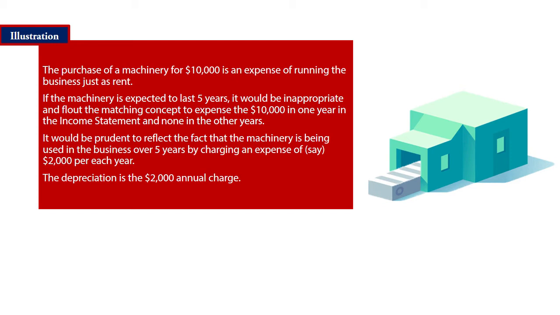So the machinery costing $10,000 is being used for 5 years. We are going to charge $2,000 for each of the 5 years. So the $2,000 that we charge annually is the depreciation. Again, we'll expatiate more on it as we move on.